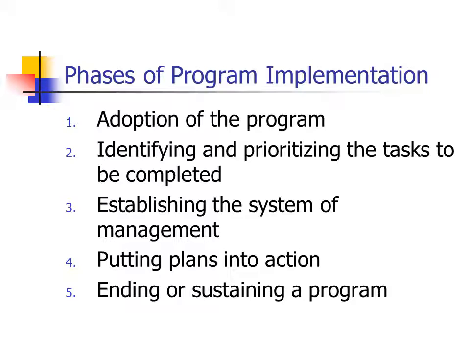So here are the phases of program implementation from your textbook. Phase 1, adoption of the program. Phase 2, identifying and prioritizing the tasks to be completed. 3 is establishing a system of management. 4 is putting those plans into action. And finally, 5 is ending or sustaining the program. And so we'll look in detail at these last steps, 2 through 5, in the next few slides.